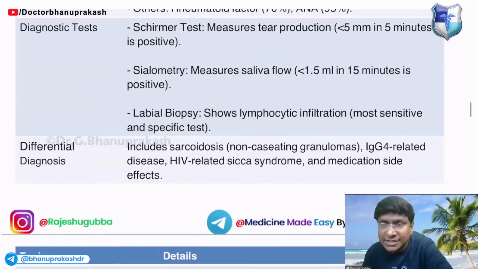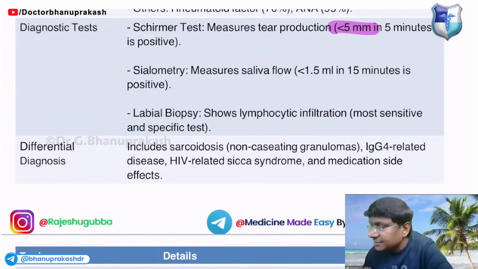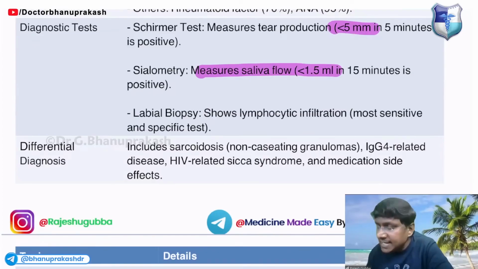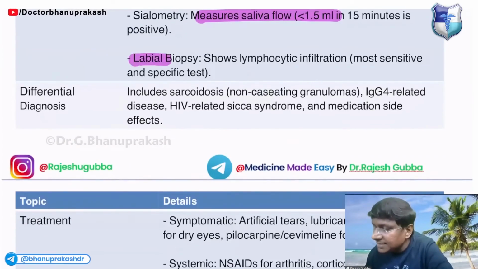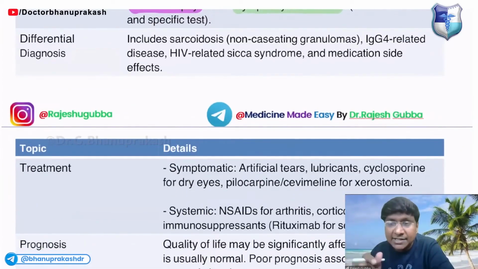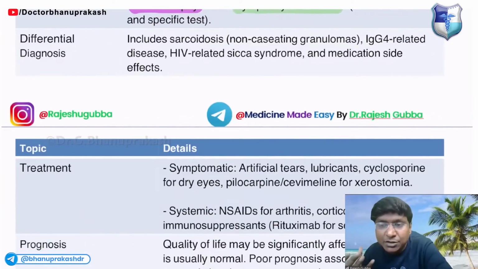So how will you diagnose this? Diagnosis is by your Schirmer's test that will demonstrate the tear secretion is reduced. Sialometry will demonstrate the salivary secretion is reduced, right? Salivary secretion less than 1.5 ml in 15 minutes is considered to be positive. And the confirmation can be done by the labial biopsy. Labial biopsy will show lymphocytic infiltration, which is the most sensitive as well as specific test for Sjogren's, right?